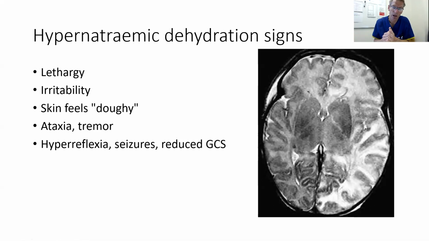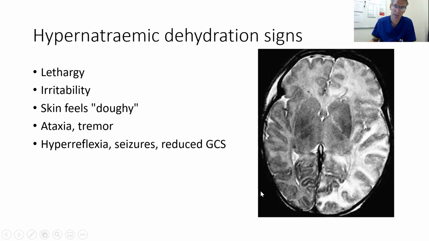Some children with hypernatremic dehydration are often hard to pick, but they often get labeled as if they've got meningitis. They're irritable, they're lethargic. They sometimes have meningeal signs, like they may have ataxia or tremor or hyperreflexia, seizures, reduced Glasgow Coma score. They may be quite poorly conscious or even appear to have meningismus. Their skin feels very doughy. And if you've ever kneaded bread, when you're kneading the dough, that's what their abdomen feels like. So if you ever feel the abdomen of a child with gastroenteritis and dehydration, and their skin feels doughy, just like bread, then you worry that they've got hypernatremic dehydration.